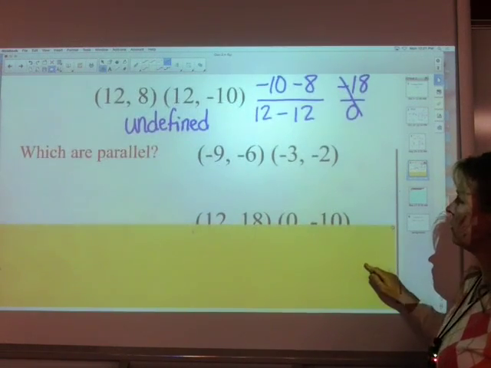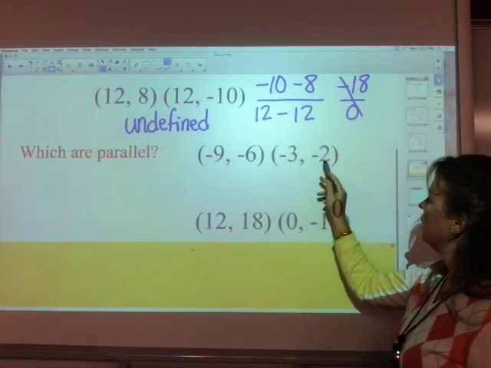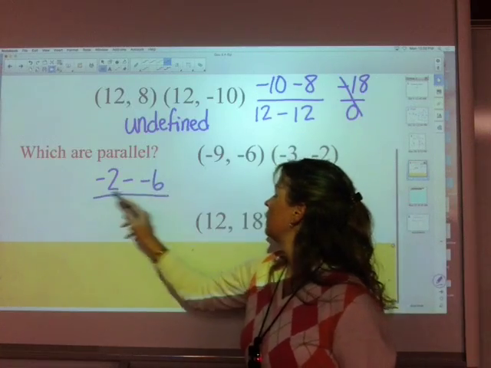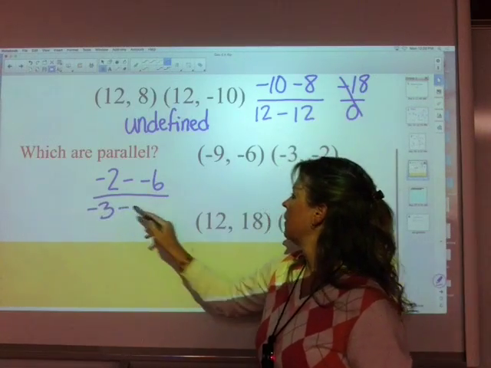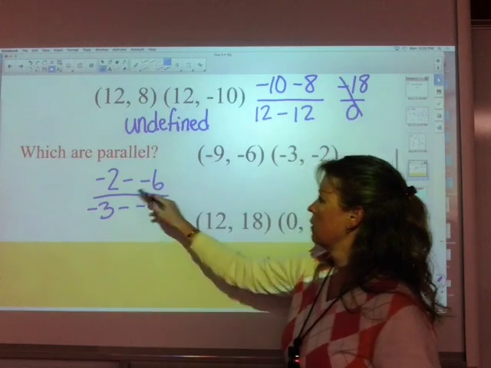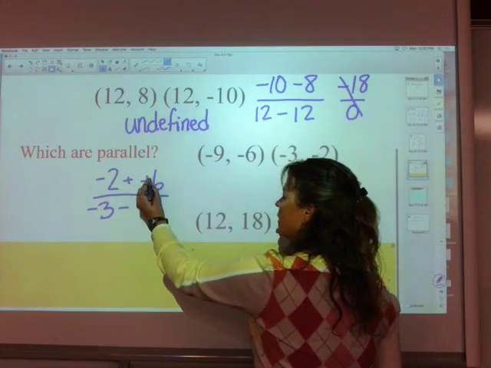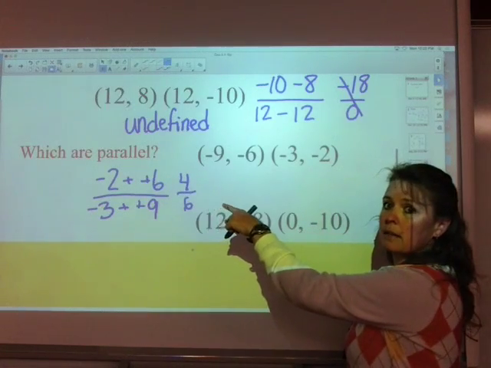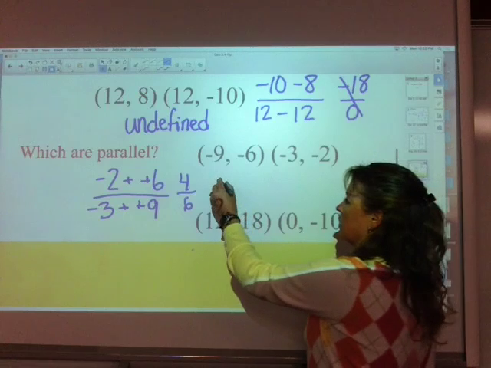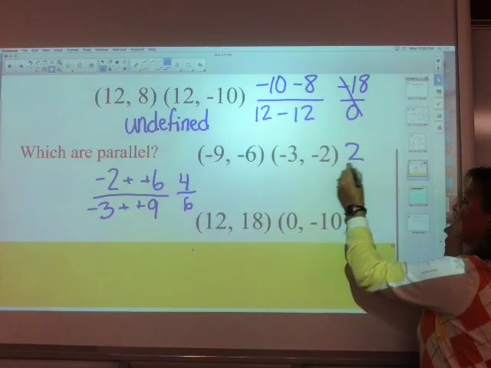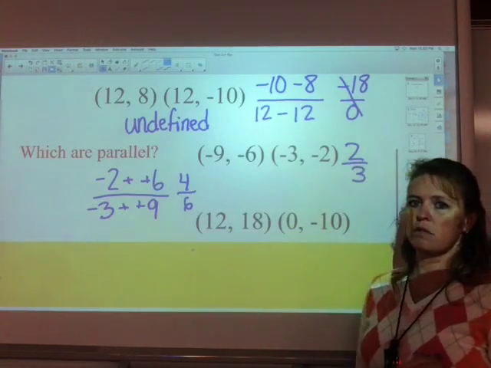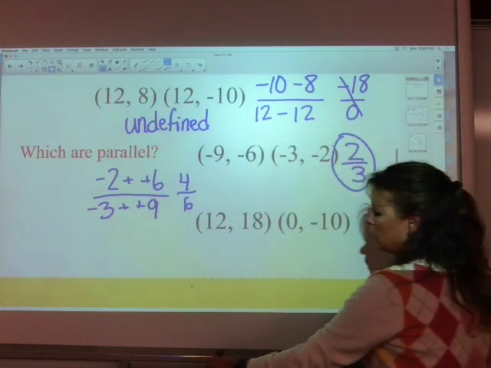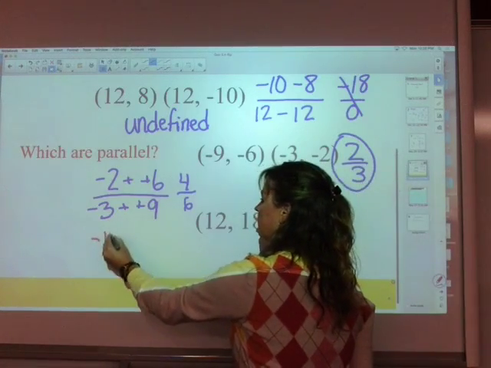So, which are parallel? Let's do a little bit more math. We'll do this one. Negative 2 minus negative 6 divided by negative 3 minus negative 9. Watch out for your two negatives. Two negatives make a positive, and you get 4 over 6. Not an okay answer. Can't leave it as 4 over 6. Your slope for this one is 2/3. And again, if I'm going through these too fast, pause the video and get it written down. Try this one. Negative 10 minus 18.